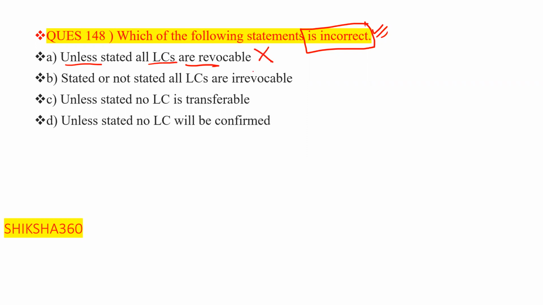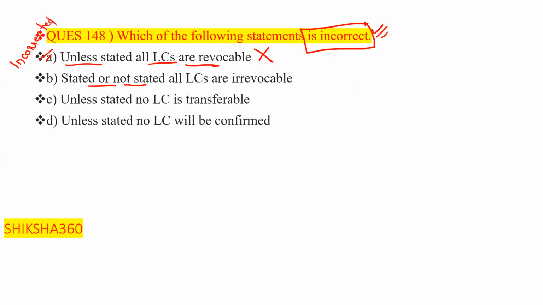Even if they are not mentioning anything on the LC, it does not mean that the LC is to be revocable. Generally the LCs are irrevocable. If it is specifically mentioned that it is to be revocable, that is another matter, but this is not the practice. So unless stated, all LCs are revocable, this one is false, or incorrect.